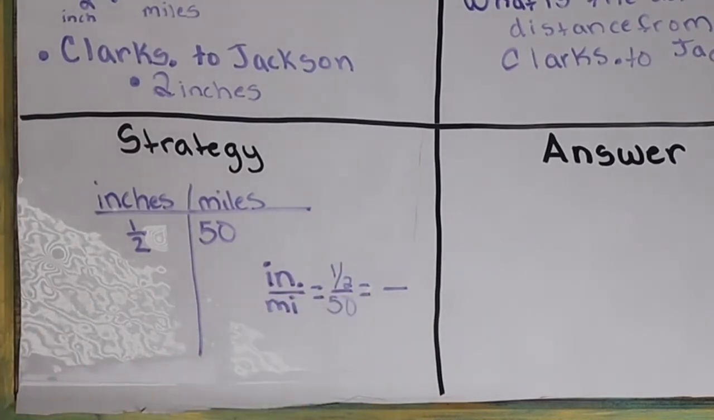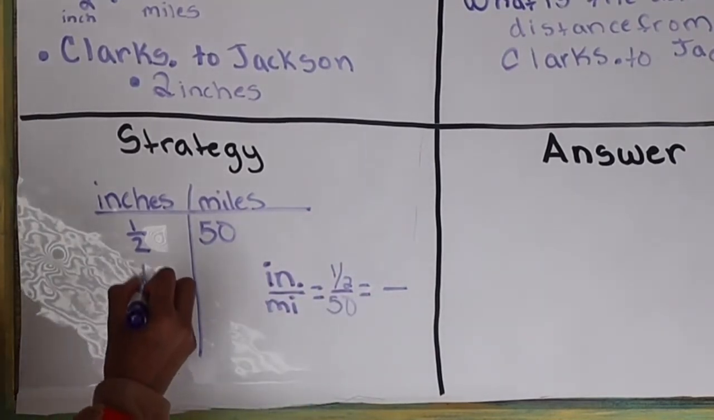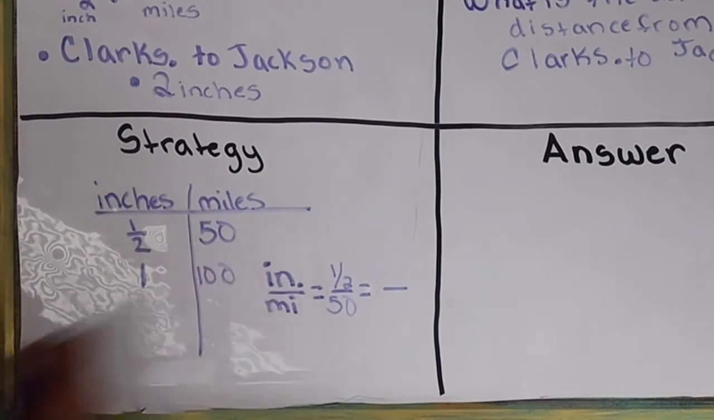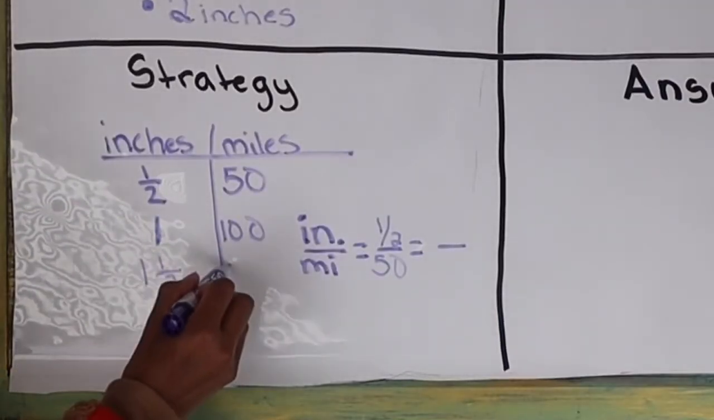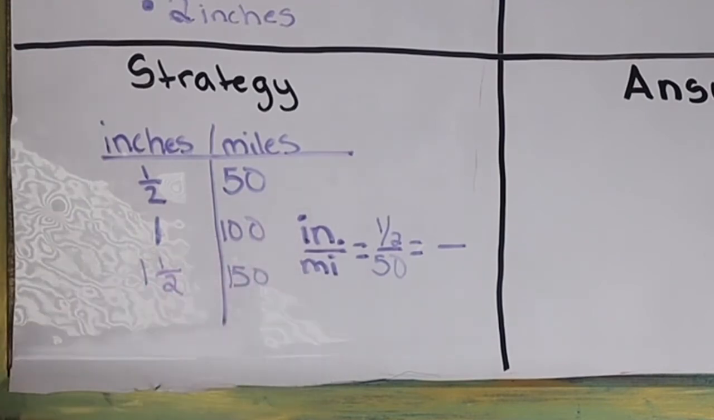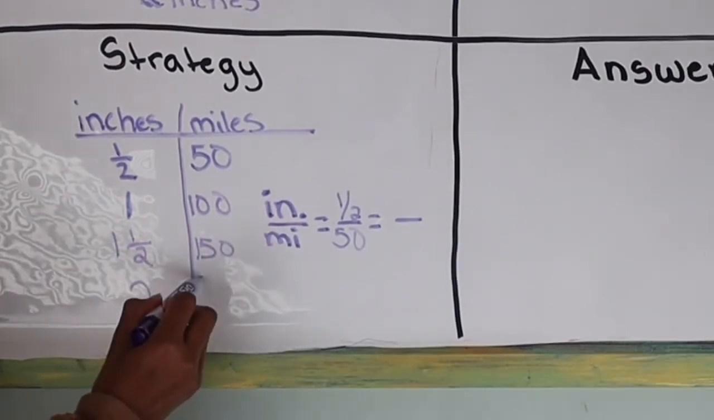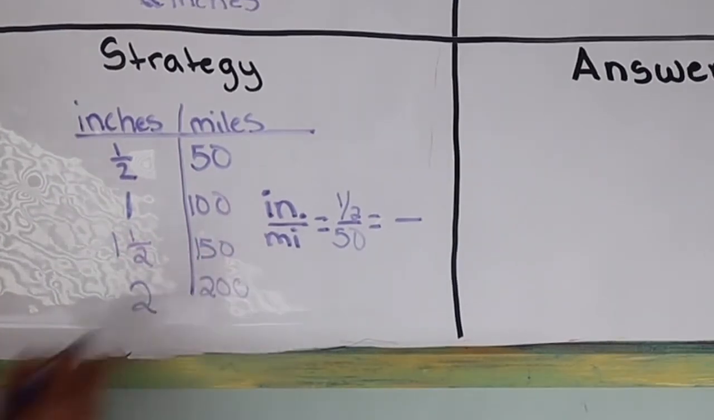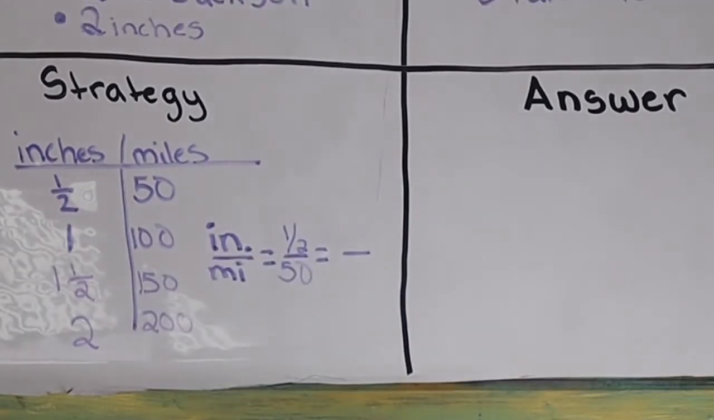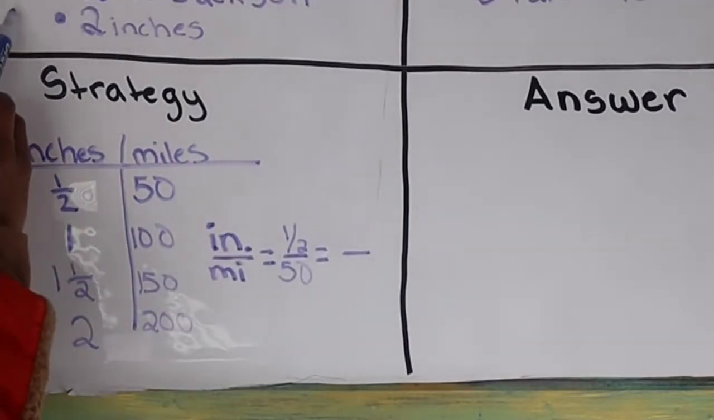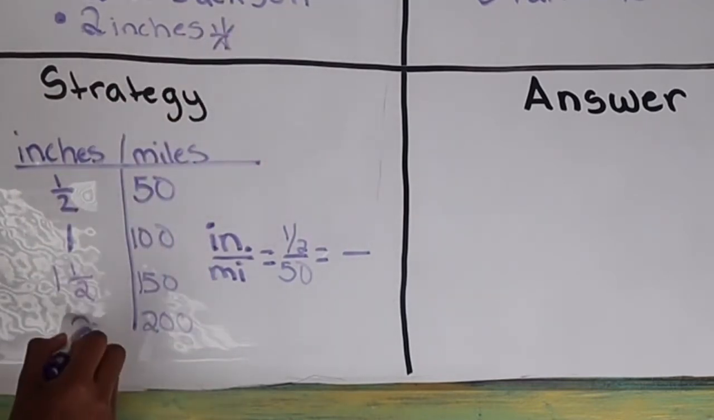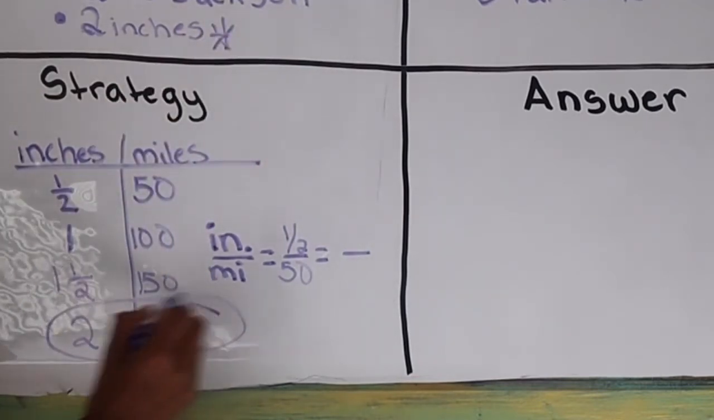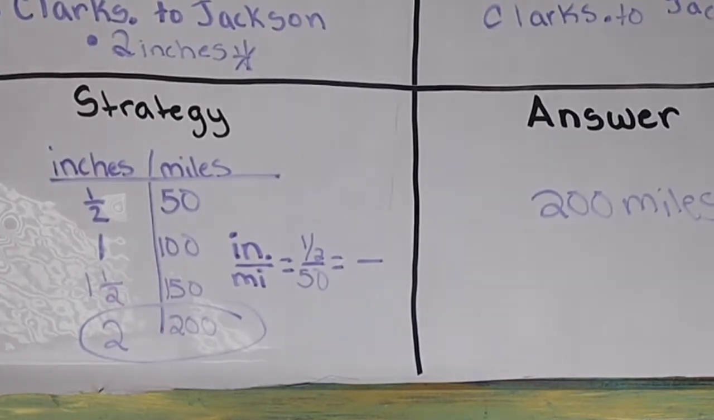And if I complete my ratio table, we have 1 inch is equal to 100 miles. We have 1 1/2 inches is equal to 150 miles. And then we have 2 inches, which is equal to 200 miles. So I'm looking for Clarksville to Jackson, which is 2 inches. So here is our 2 inches. 2 inches is 200 miles.